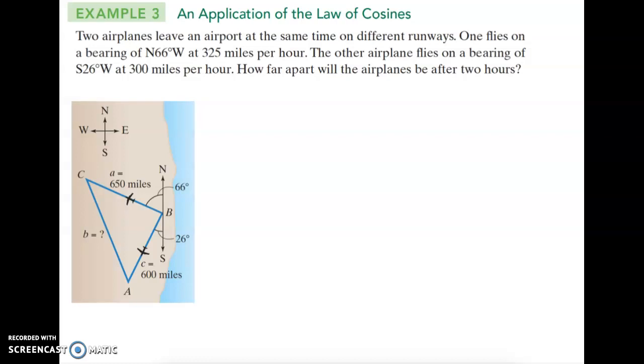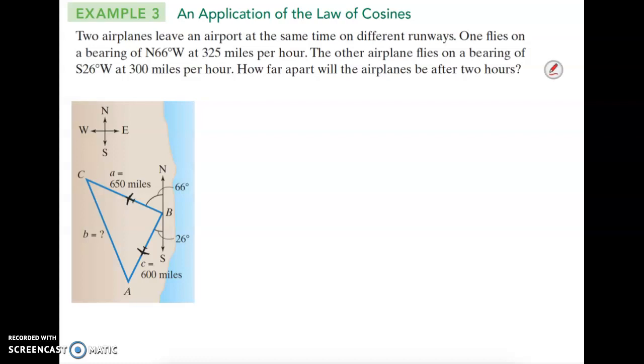This is an application problem using the law of cosines. So to help you out, I did snapshot the image of the word problem. Two airplanes leave an airport at the same time, flying at different runways. One flies on a bearing of north 66 degrees west.